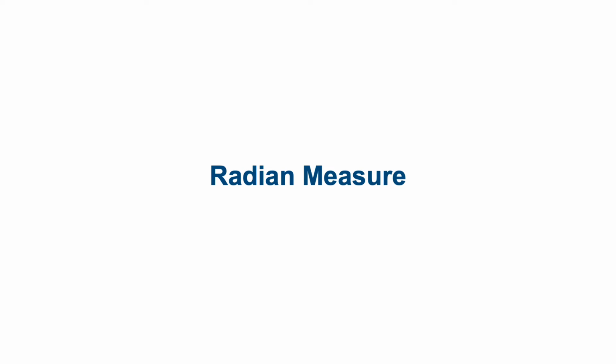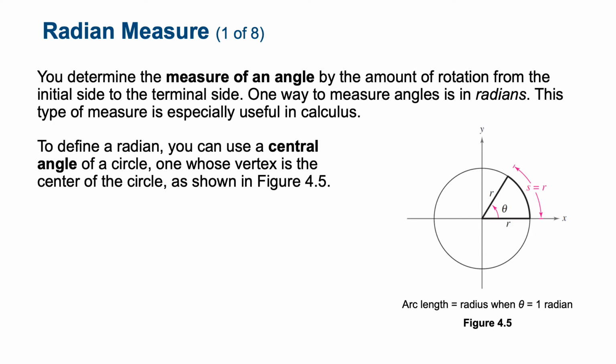All right, so let's talk about radians. What are they? Radians are a way to measure angles, okay? So let's think about this. We can determine the measure of the angle by the amount of rotation from the initial side to the terminal side. So we're talking about how much rotation there is. One way to do this is in radians, and this measurement is used so much in calculus. To define a radian, we can use a central angle, or one whose vertex is at the center of the circle.